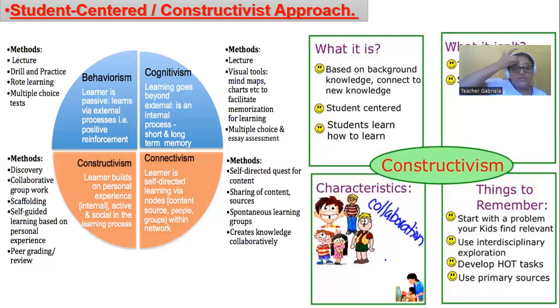Constructivism. It is very easy to identify because the learner builds, not you. Learners. Students learn. This is student-centered. One of them is constructive. Let your students think. Let your students do. Let your students think alone.